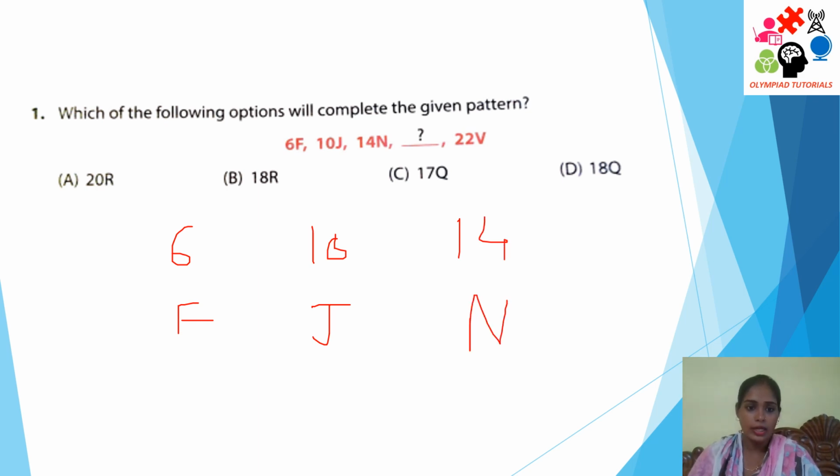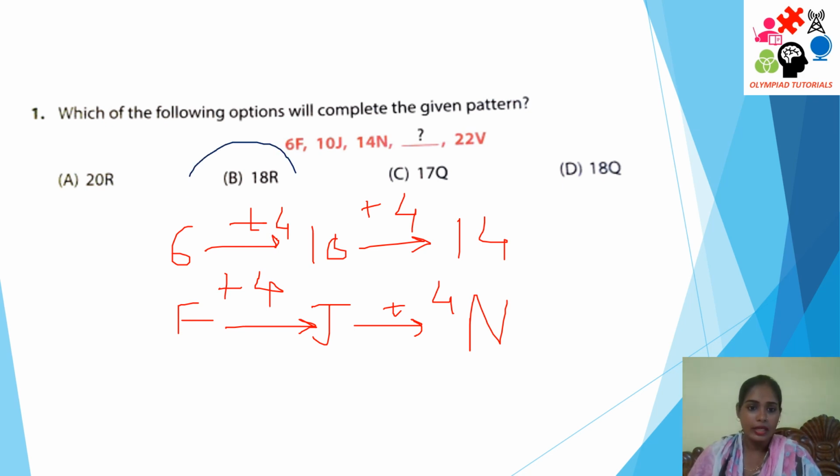If you have a close look at this series, 6 plus 4 gives you 10, 10 plus 4 gives you 14. Similarly, for the alphabets, F plus 4 will give you J and J plus 4 will give you N. So it's quite simple here that the answer will be 18R. 14 plus 4 is 18 and 4 letters after N is R. So here our solution will be 18R.